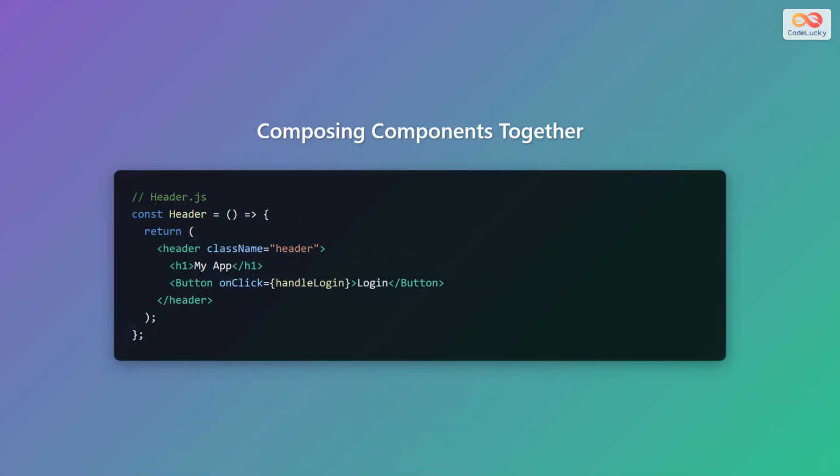Now let's compose components together. Here's an example of a header component that includes our button component. The header component renders a header element containing a title, My App, and a login button. The onClick property of the button is set to a function called handleLogin, which will be executed when the button is clicked. This demonstrates how you can nest components within each other to build more complex structures.